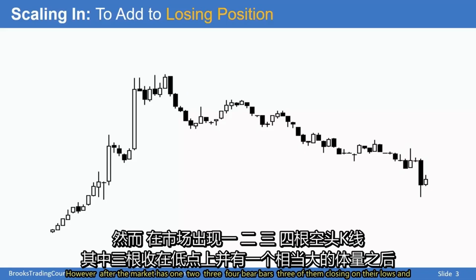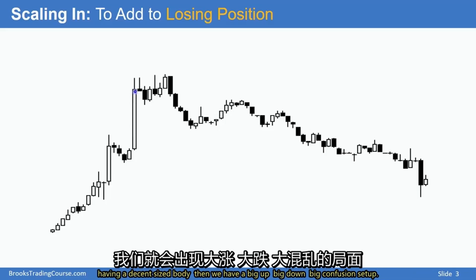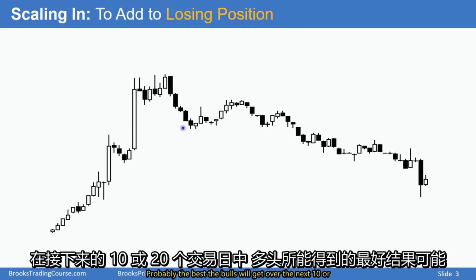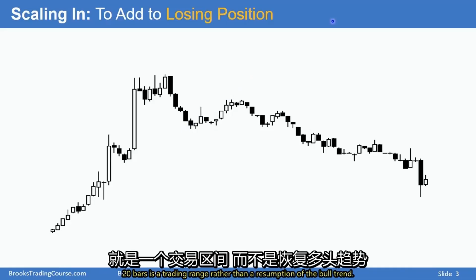However, after the market has 1, 2, 3, 4 bear bars, 3 of them closing on their lows and having a decent sized body, then we have a big up, big down, big confusion setup, probably the best the bulls will get over the next 10 or 20 bars is a trading range rather than a resumption of the bull trend.